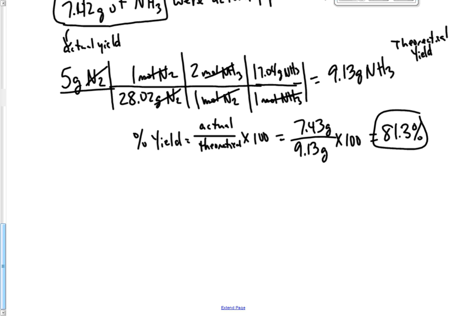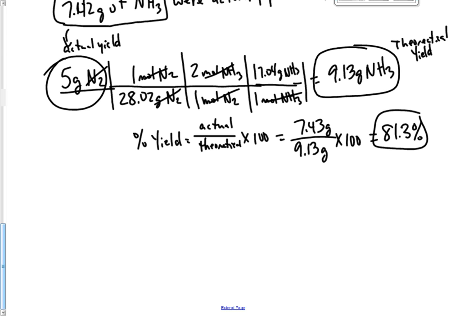Those are really the only 2 ways that you can ask percent yield. I can give you the percent yield and ask for the actual yield, the experimental yield, or I can give you the experimental yield and have you calculate the percent yield. But either way, you have to take what you're given, convert it into grams of a product, and call that your theoretical yield.